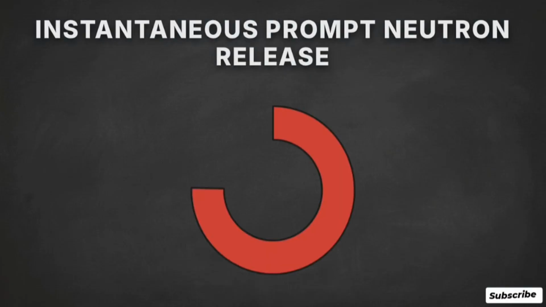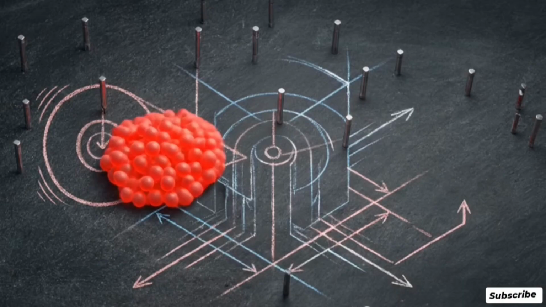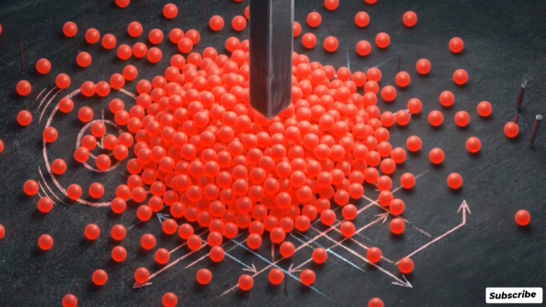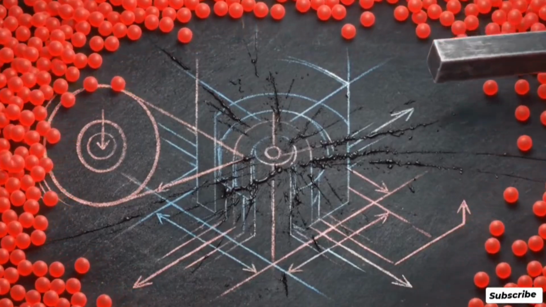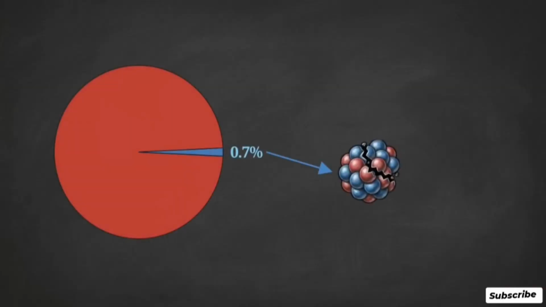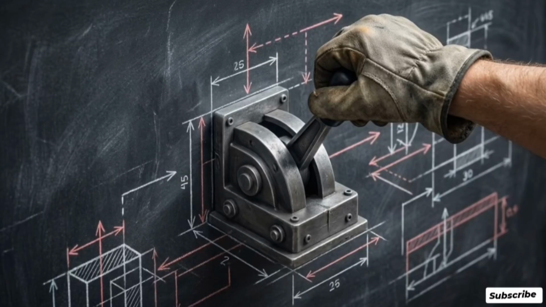When a uranium atom splits, 99.3% of the resulting neutrons are released in the exact microsecond of fission. If all neutrons were prompt, the reaction would multiply so quickly that no mechanical control rod could physically drop fast enough to contain it. The remaining 0.7% are delayed neutrons. They are emitted by the fission fragments seconds or even minutes after the initial split. This microscopic fraction of delayed neutrons acts as an essential time buffer. They slow the multiplication curve just enough for human operators and mechanical systems to safely throttle the reactor's power.